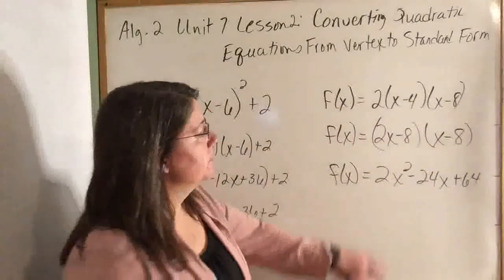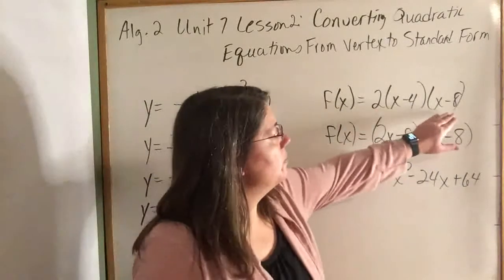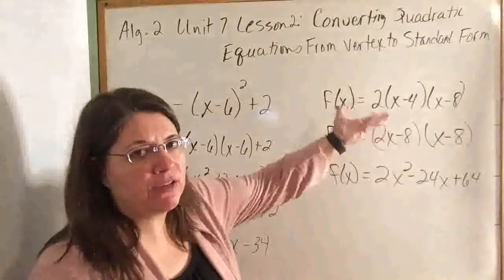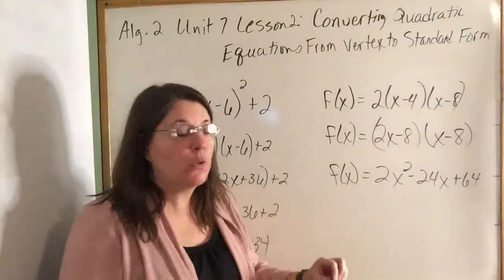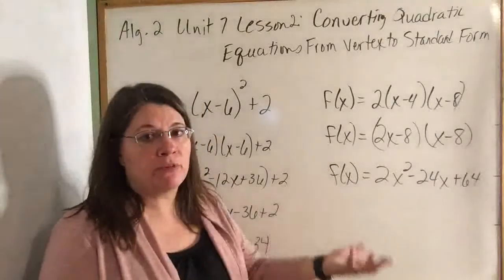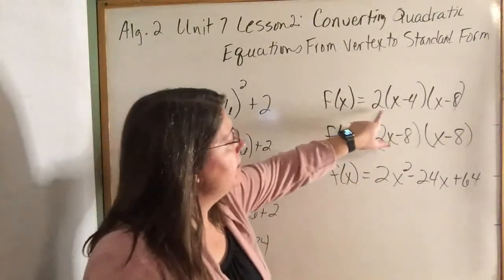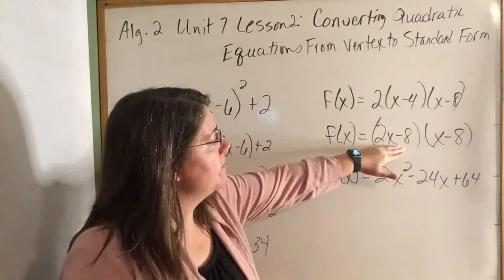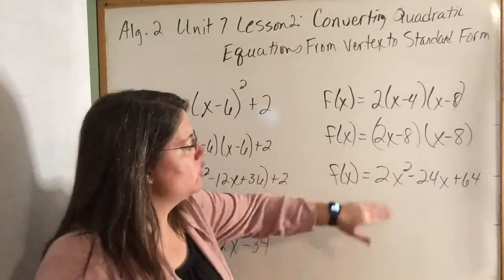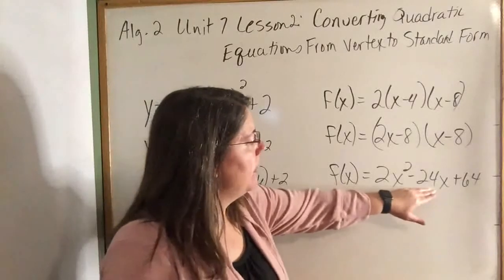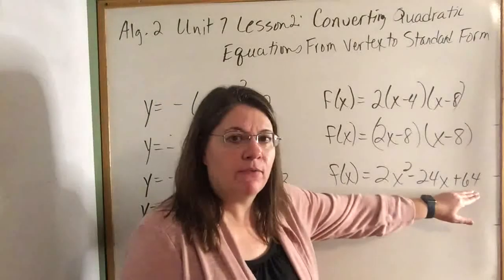In the next one, I had 3 things multiplied together. This one was not in vertex form, but that doesn't matter. If our directions are to find the standard form, we're just finding ax squared plus bx plus c form. So first I distributed the 2. That gave me a 2x minus 8. Then I FOILed 2x minus 8 times x minus 8. I get 2x squared minus 24x plus 64 for my final answer.